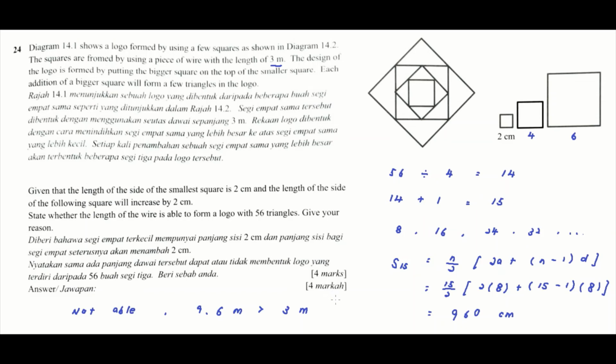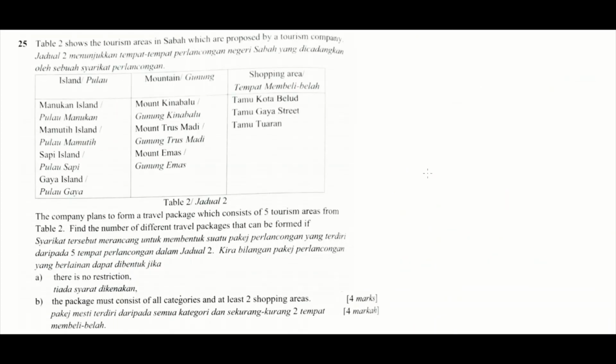All right, so let's try to look at the last question. The table here shows the tourism areas in Sabah, which are proposed by a tourism company. We can see that there are 4 islands here, 3 mountains and 3 shopping areas. The company plans to form a travel package which consists of 5 tourism areas. Find the number of different travel packages that can be formed if there's no restriction.